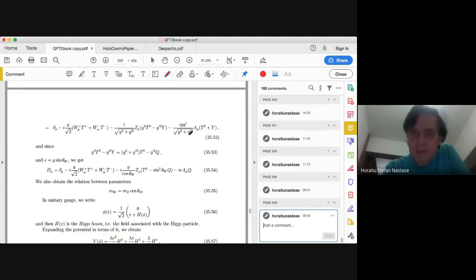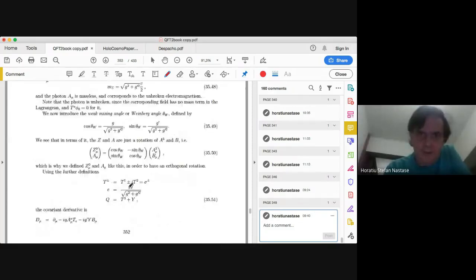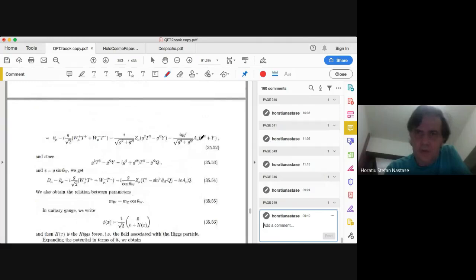And then in the A mu case, I have this combination that was E, GG prime over G squared plus G prime squared. And then this was Q. So minus I E A mu Q, which is what I expect for electromagnetism. Right? E is the coupling and Q is the charge.